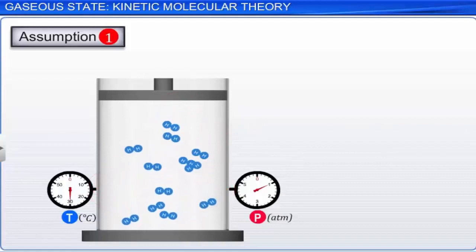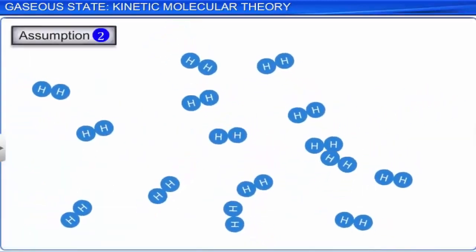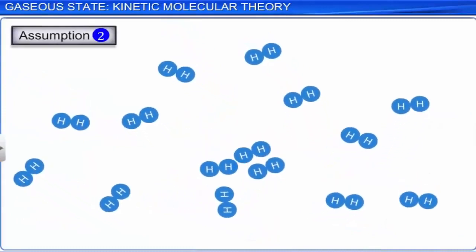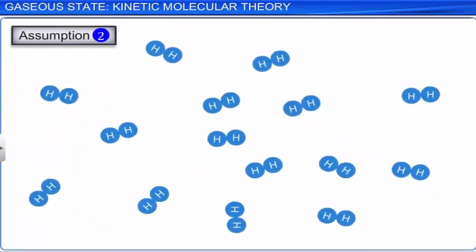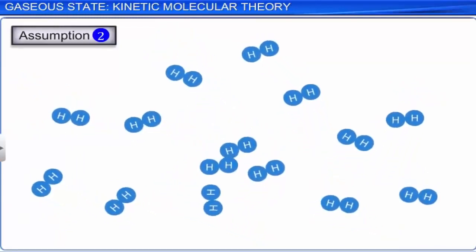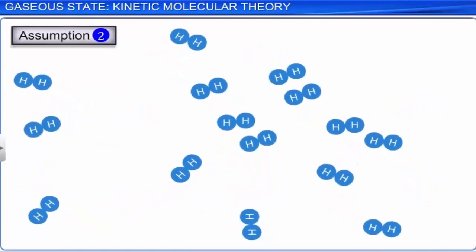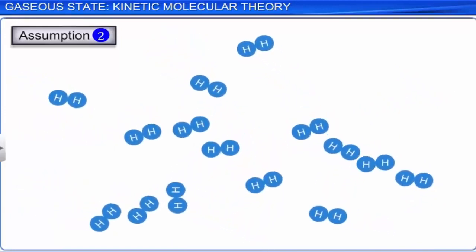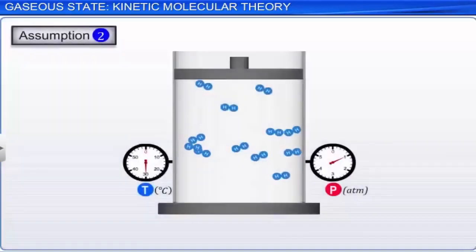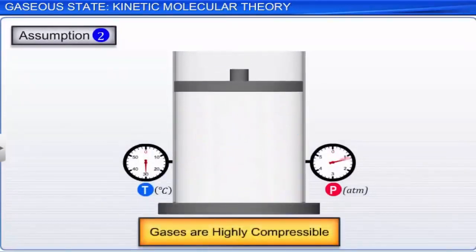The molecules of a gas are separated from each other by great distances. Hence, the actual volume of all the molecules of the gas is negligible when compared to the total volume occupied by the gas. This assumption is true as gases are highly compressible. Hence, the actual volume of all the molecules of gas is negligible.